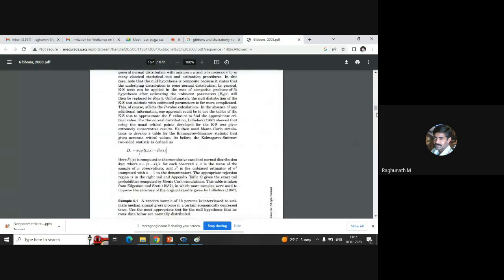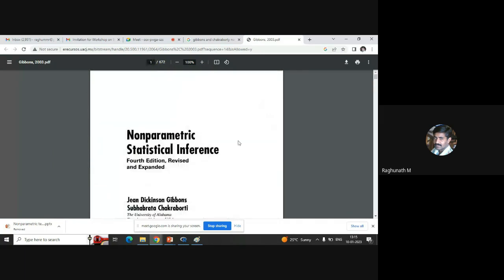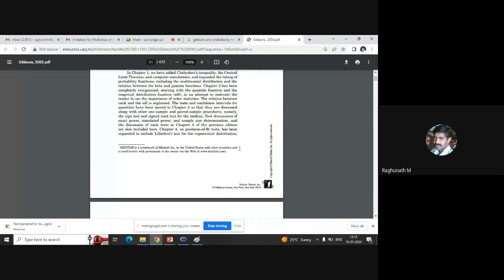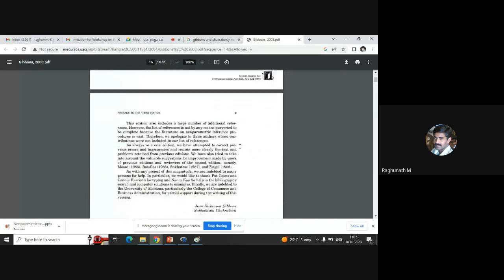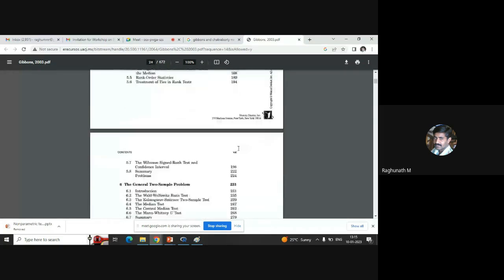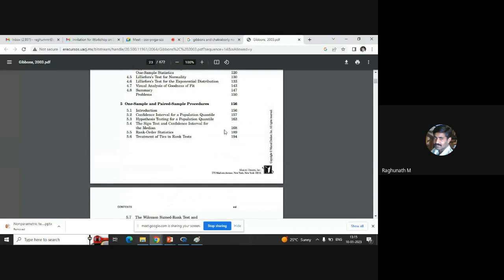But they are not using any R, but they are using other software. Okay. So you can just go to the index. Okay, one sample test, whatever is 168.